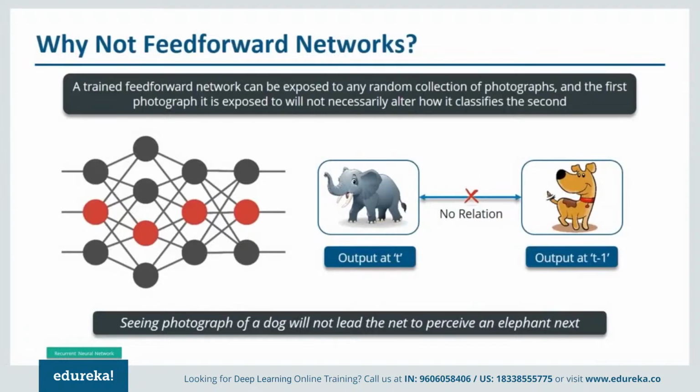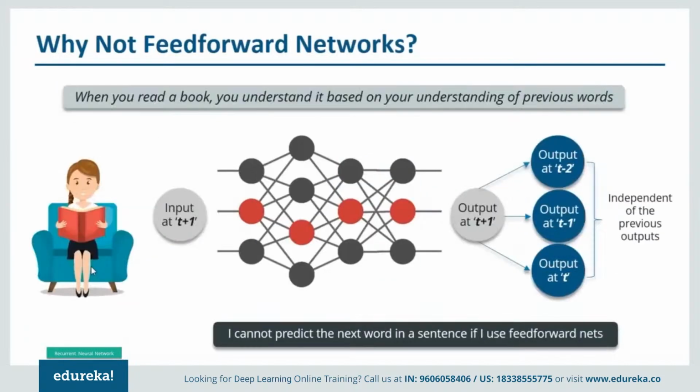Now there are a few scenarios where we actually need the previous output to get the new output. Let us discuss one such scenario. What happens when you read a book? You understand that book only on the basis of your understanding of the previous words. So if I use a feed-forward network and try to predict the next word in a sentence, I can't do that. Why? Because my output will actually depend on the previous outputs. But in a feed-forward network, my new output is independent of the previous outputs. That is, the output at t plus 1 has no relation with the outputs at t minus 2, t minus 1 and t. So basically we cannot use feed-forward networks for predicting the next word in a sentence.